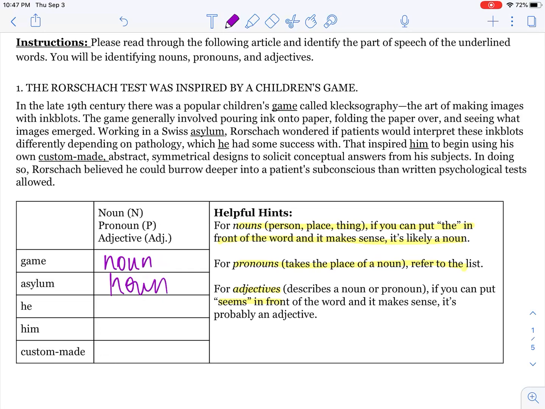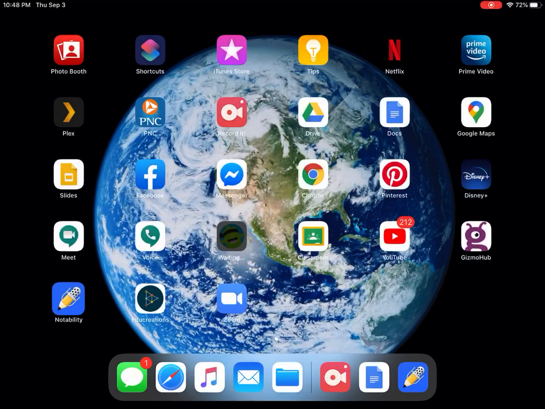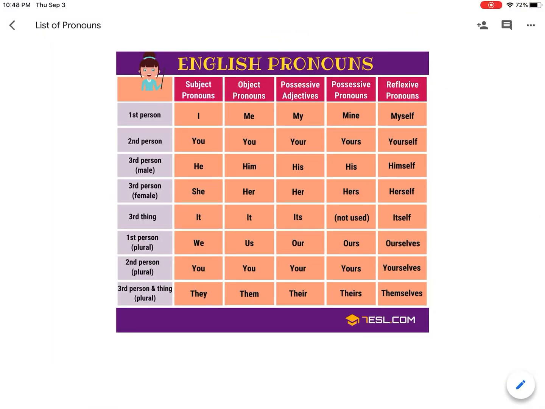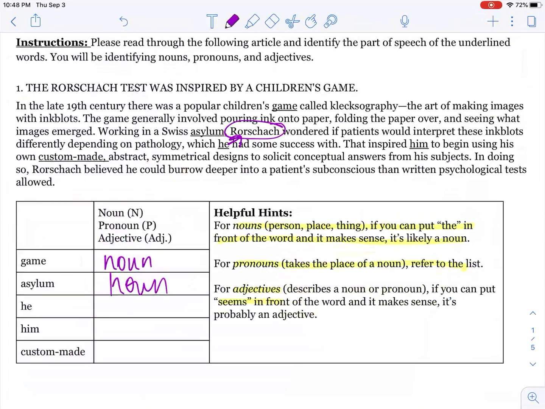Okay, he. When it says he had some success with it, he is actually referring to Rorschach. So it takes the place of a noun. And if you look at the list, he is right there. It's the third one down in the first column. So that's a pronoun.